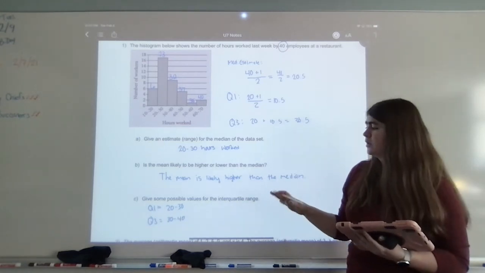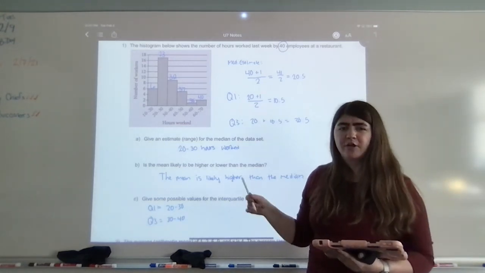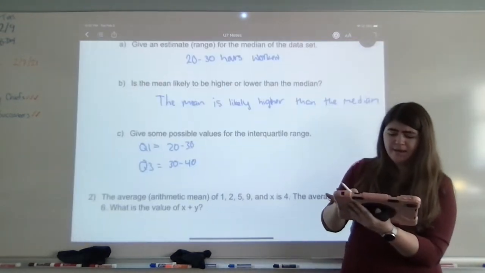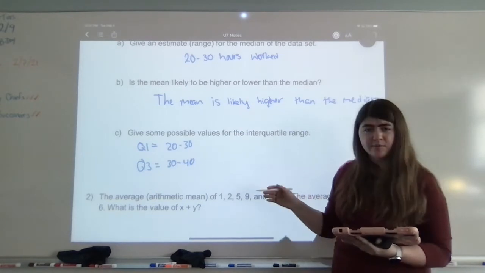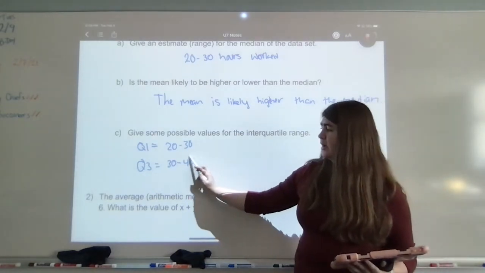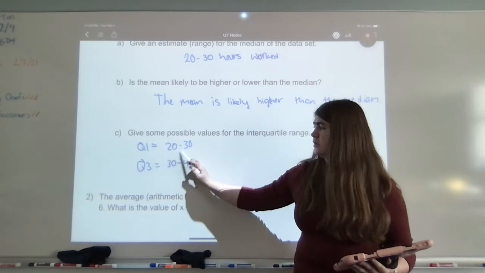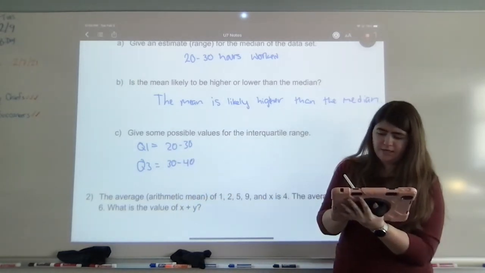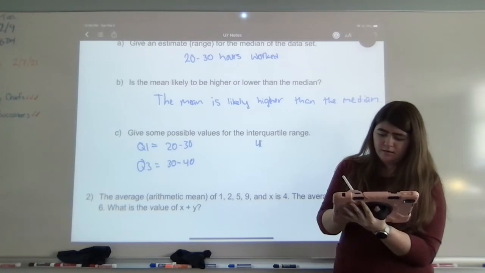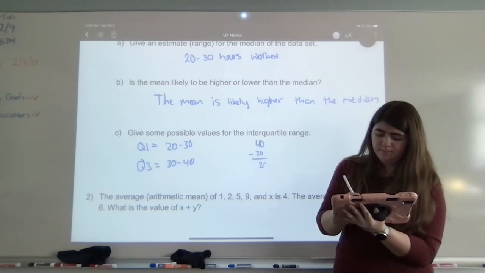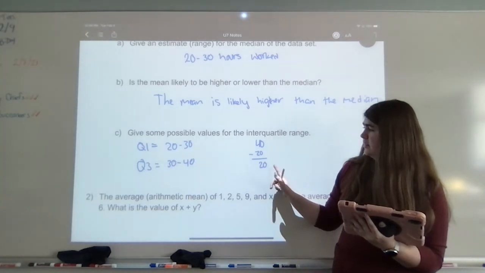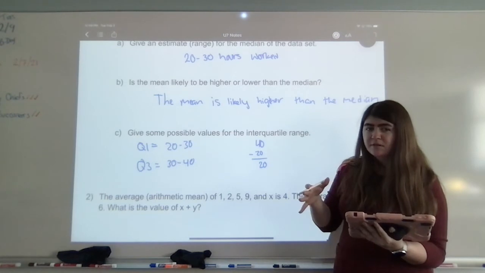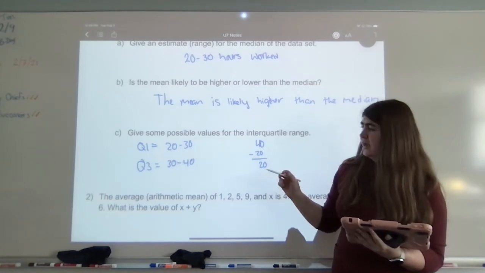So for my possible interquartile range, we have to do some subtraction, and because these are ranges in and of themselves, I'm going to be doing more than one piece of subtraction. I'm going to start with my outermost data points. So I have 40 and 20. 40 minus 20 is equal to 20, and that is my maximum distance. And my minimum distance would be if they had exactly the same.